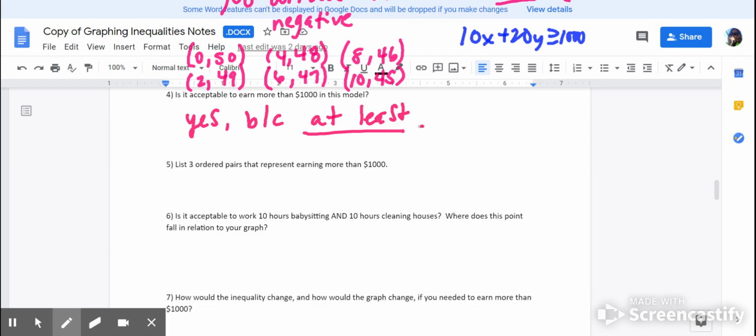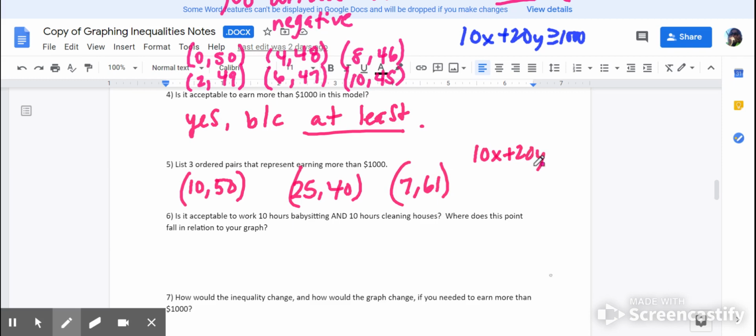So three ordered pairs that represent earning more than $1,000. Anything above the line that I grabbed, I could pick (10, 50), (25, 40), or let's say (7, 61). Again, I'm going to look back at my equation: 10x plus 20y is greater than or equal to 1,000. As long as when I plug in 10 for x and 50 for y that equals more than 1,000, that is acceptable in our graph.